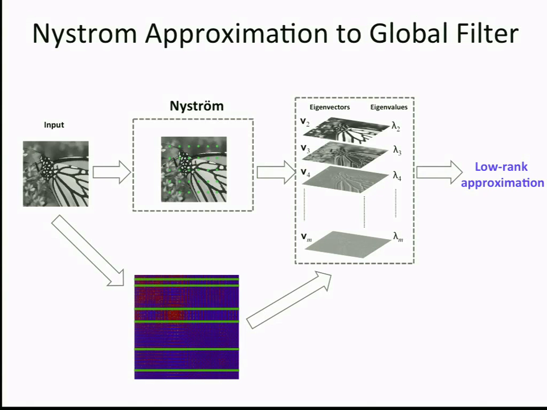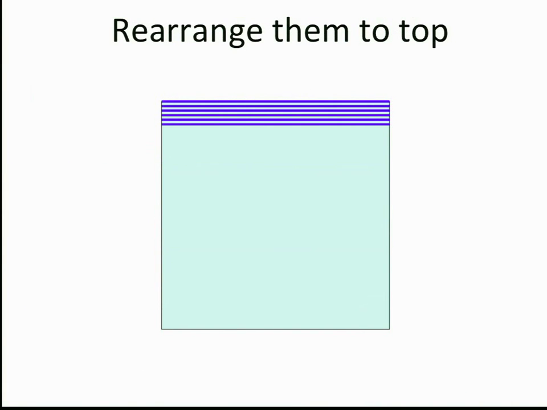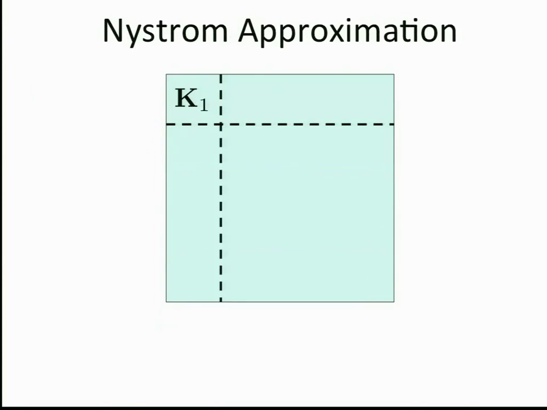I can give you a little bit more detail about how this works. So here are the steps. You compute a few rows of the matrix K. You rescan them so that they sit on top. It's just a permutation of the matrix. Because the matrix K is also symmetric, you now have not only a few of the rows, you also have a few of the columns. So basically what you have is this little blue strip of this matrix, and everything else in here is missing. Okay? And how does this define the entire matrix? Let me give things names. This corner, let me call it K1.